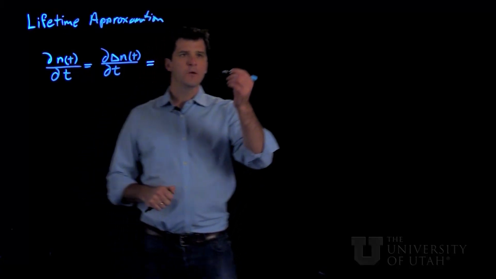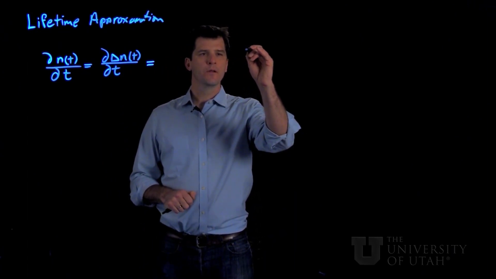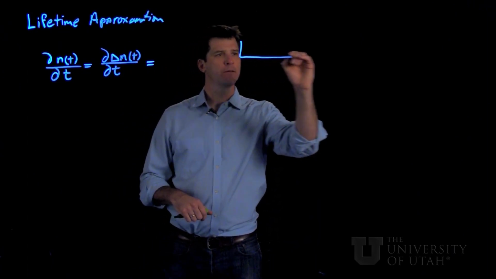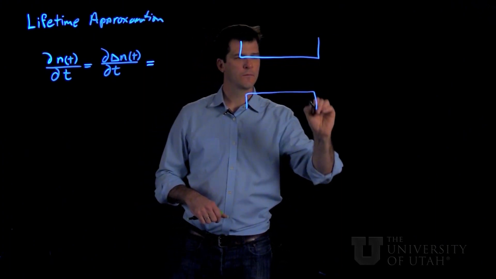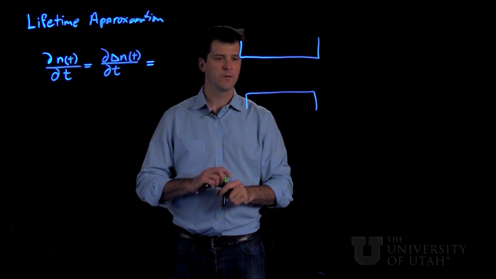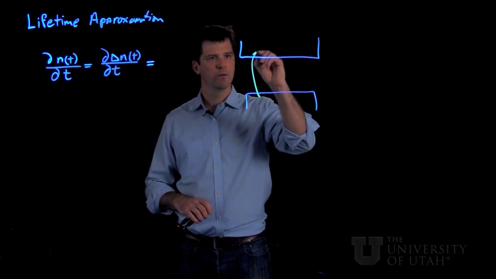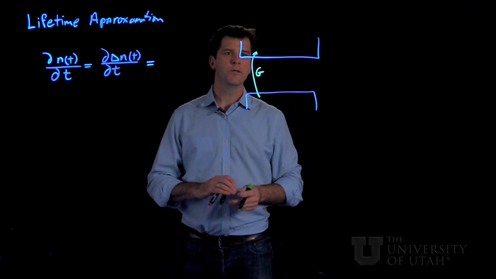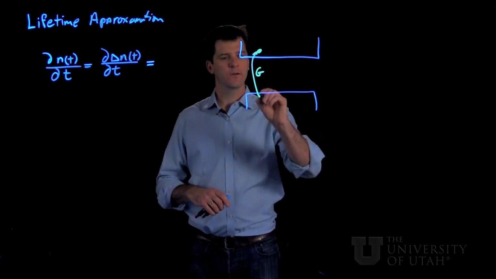First, we want to think about the physical process by which the system will relax. So when our photon came in, we generated some electron-hole pairs.